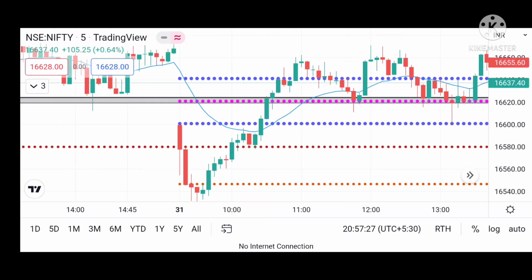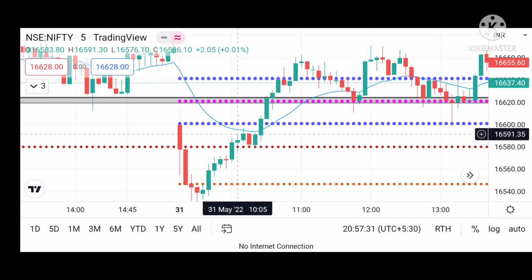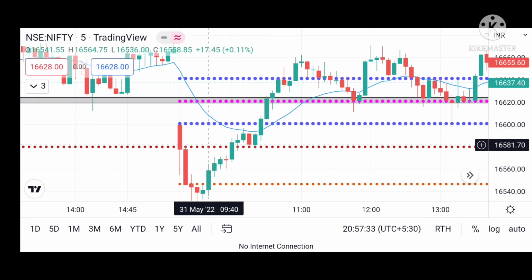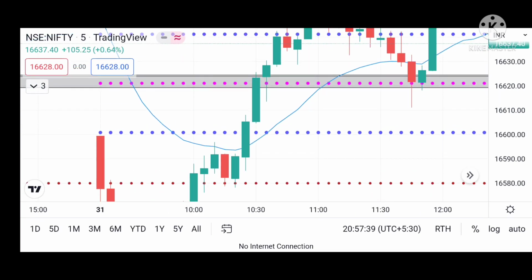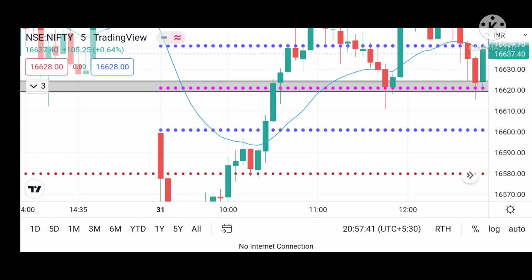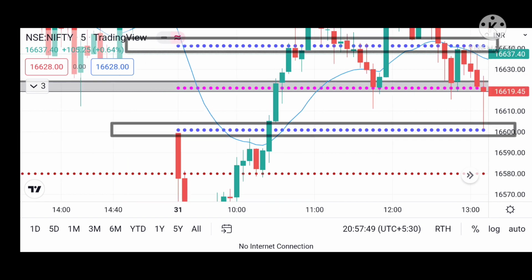So the market has suddenly reversed from this level, and you will get your stop loss triggered if you go long on the first candle itself. So I am expecting the CPR breakout on this day, 31st of May. I will share why I am expecting the CPR breakout, because as I said earlier, in a CPR the central line is the most important compared to the top line and bottom line. This is the center line.